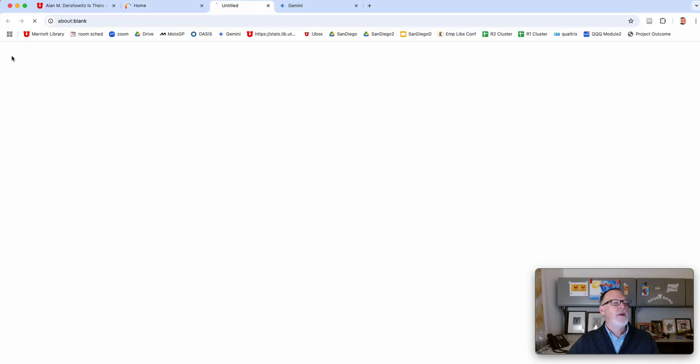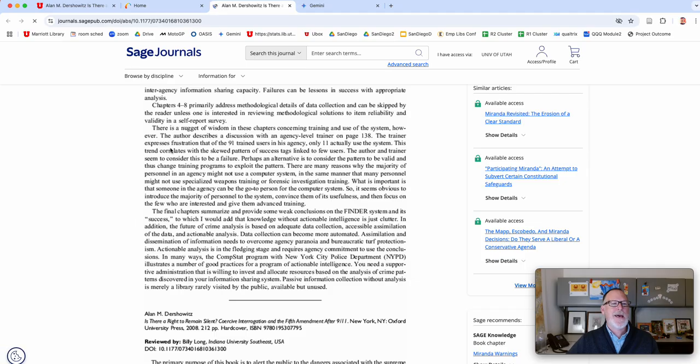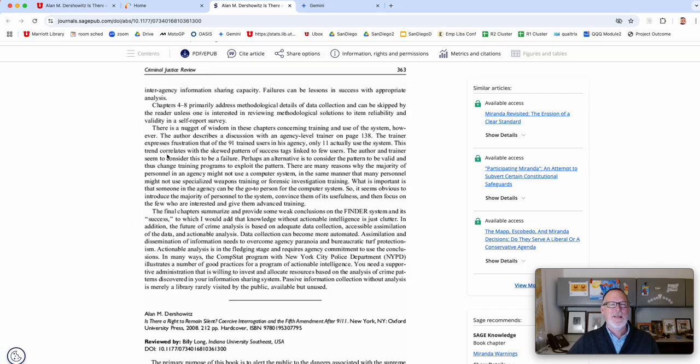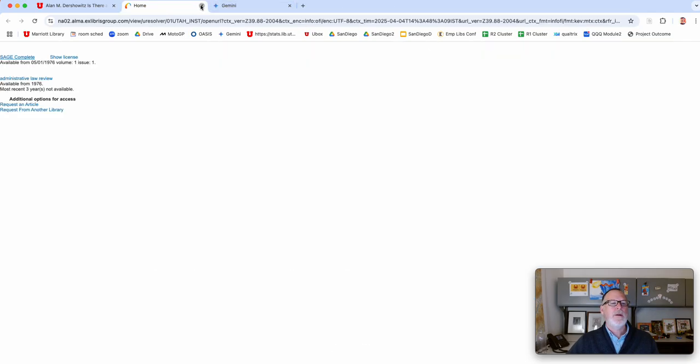So I'm going to look at the article. There's a nugget of wisdom. Okay, you might have to do a little bit of reading. Oh, shoot. It's a review of a book. Okay, this might not be great. The court ruled, yeah. So in this case, the court ruled that the constitutional rights were not violated where they coerced and intimidated somebody. So you find precedents in that manner.